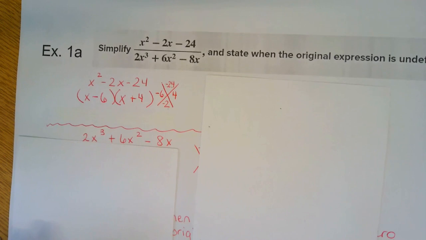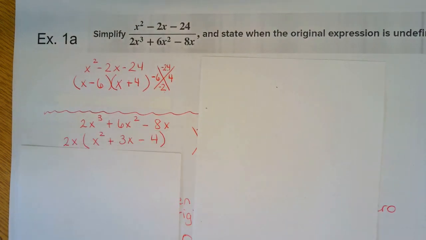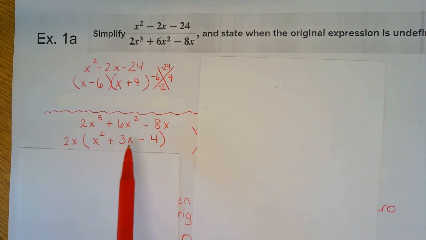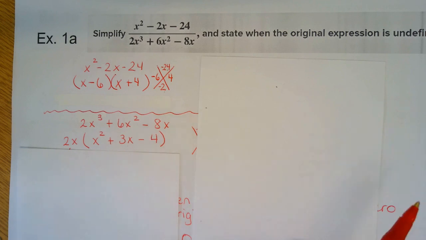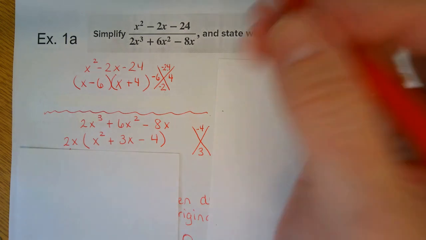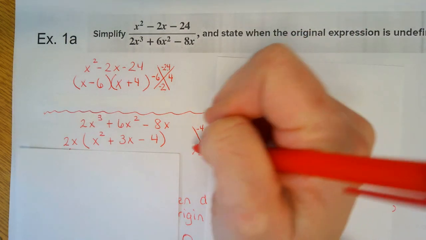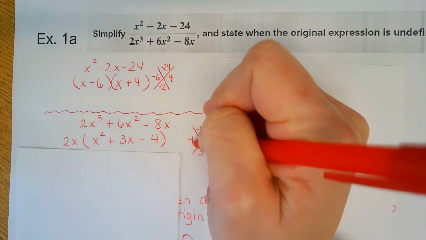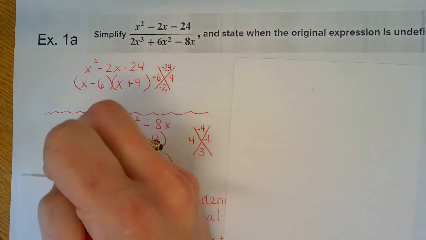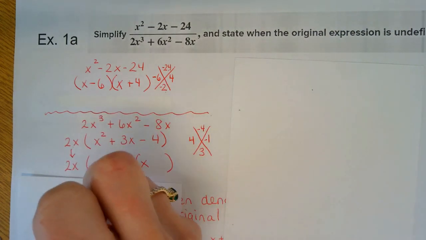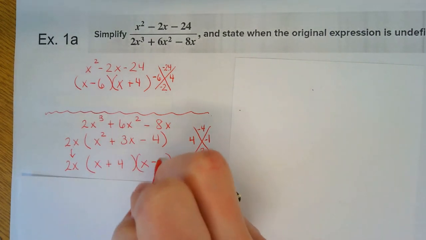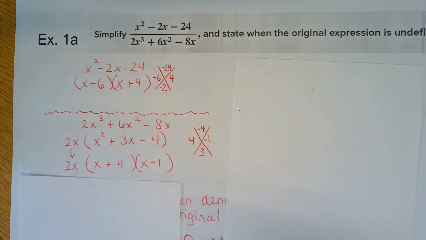For the bottom, I see a greatest common factor that I would want to take out first. So I'm going to divide everybody by 2x. And when I divide by 2x, I'm left with 1x squared plus 3x minus 4. Now what I'm going to do is my x for just this piece that's inside my parentheses. So I need factors of -4 that give me 3. So I'm going to have +4 and -1. So I would write my greatest common factor out in front. Then I would have x plus 4 and x minus 1.